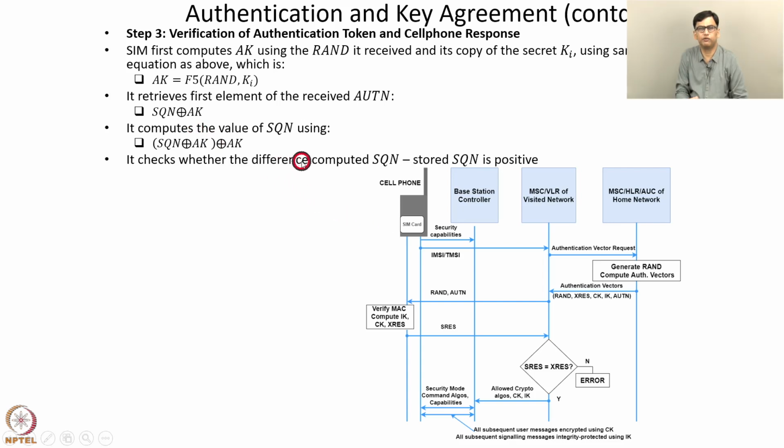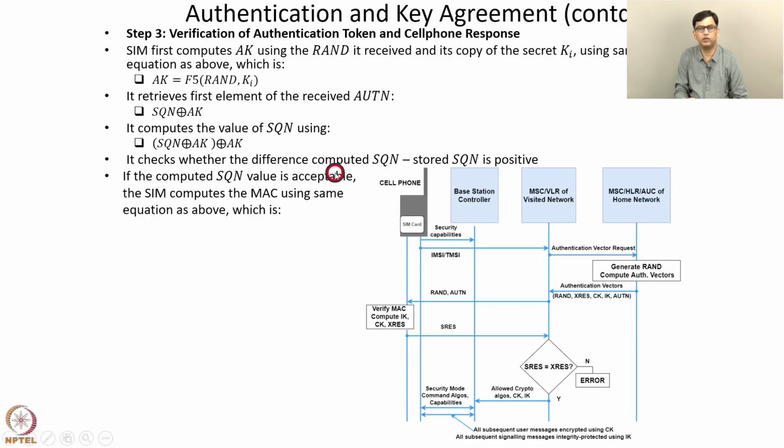Next, the SIM card checks whether the difference, computed SQN minus stored SQN, is positive or not. Stored SQN is the previous sequence number that was used in the previous authentication process. Each time, we have seen that the sequence number increments. Hence the computed SQN in this step minus the stored SQN, which is the SQN of the previous authentication process, should be positive. So the SIM card checks whether this difference is positive. If it is negative or it is 0, then the SIM card aborts the authentication process because it means that the network is not legitimate. Some replay attack is going on.